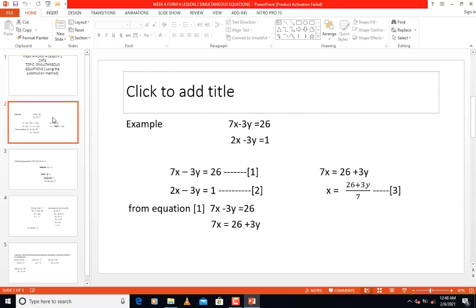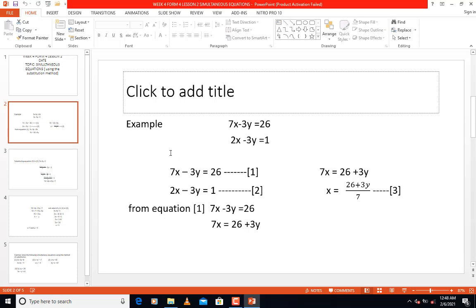But before we move on to elimination, let's understand substitution, so that by the end of the topic everyone will be in a position to say, I know elimination better than substitution, or I know substitution better than elimination. But we must be familiar with all the topics.